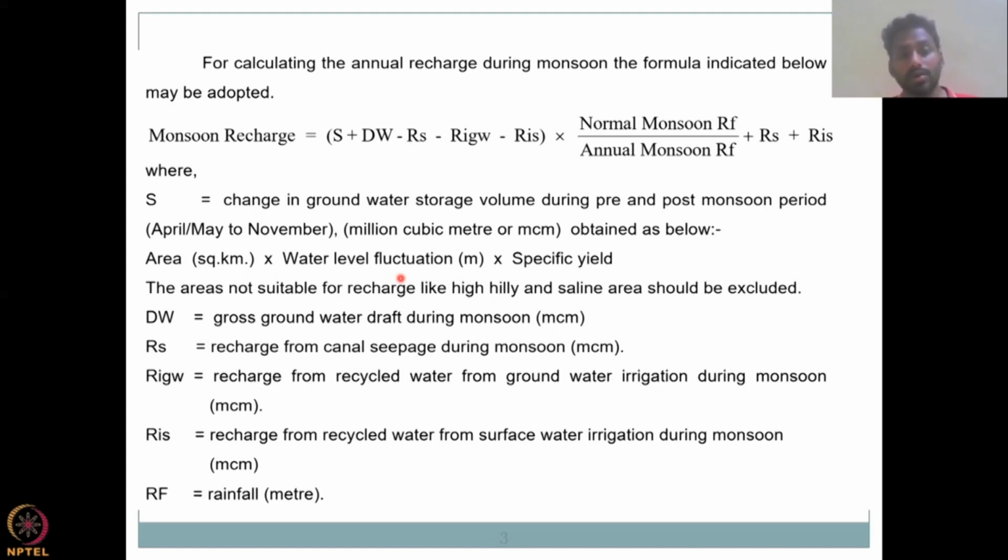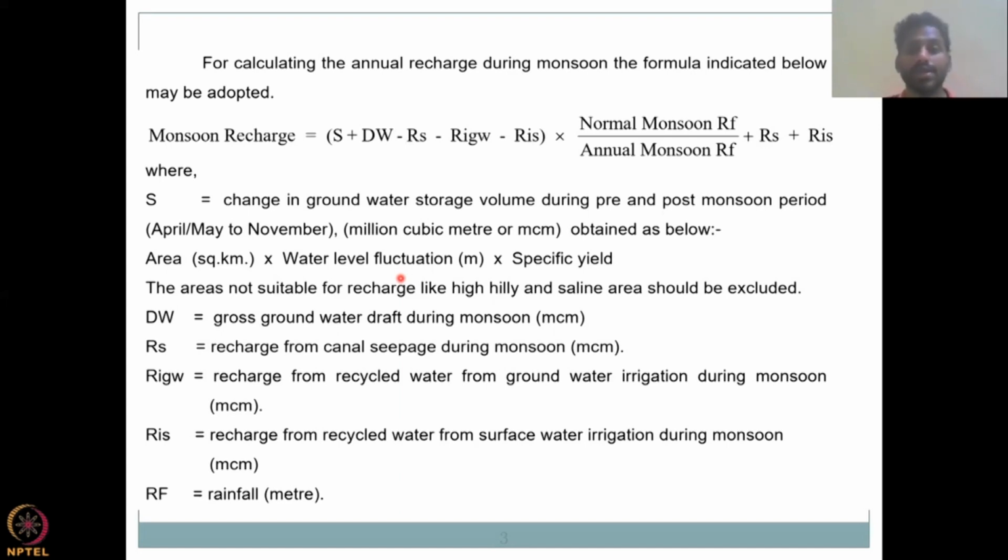The areas not suitable for recharge, like hilly and saline areas, should be excluded, because you're not going to calculate recharge in these hilly and saline areas, as there's no use for the groundwater. In saline areas, if you recharge, the water is going to be salty. What is the use of salty water? Nothing. In the same way, in hilly regions, people don't dig wells, so you don't even look at the recharge.